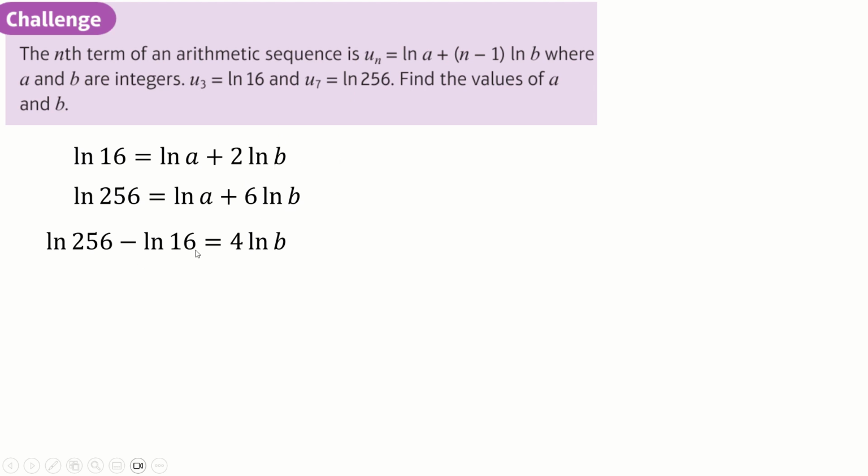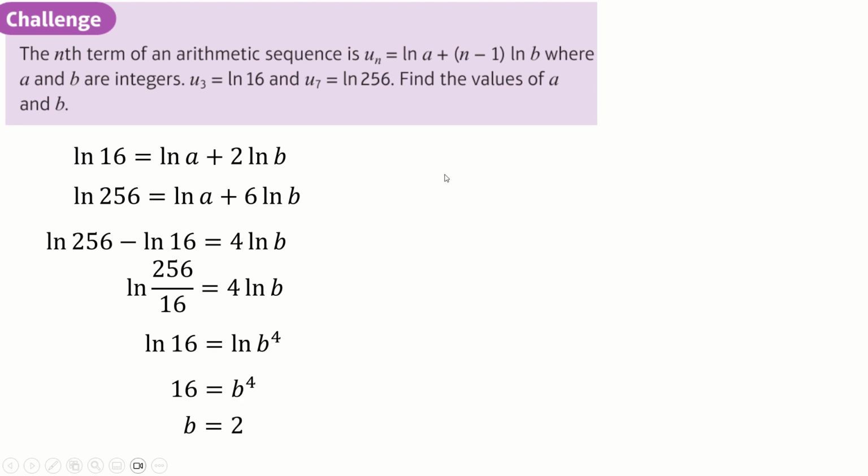Log of 256 minus log of 16. You can type it in a calculator if you want to, or you can use log laws, or you can really do whatever you want. This is 16. Of course, this 4 can jump up to here. Log of 16 equals log of b to the 4. 2 to the 4 is 16, so therefore b is 2, I believe.